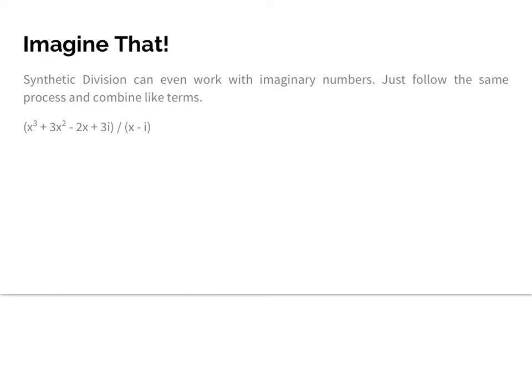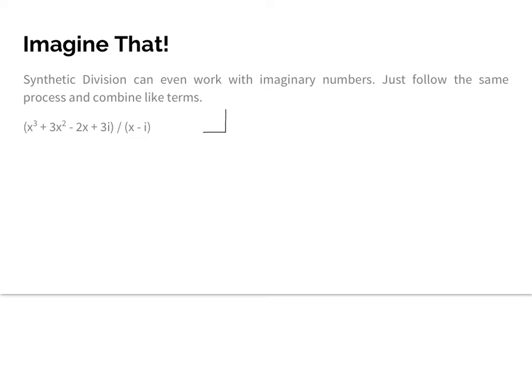So just a couple of things to wrap up this lesson, a couple of special cases. We can actually use synthetic division even with imaginary numbers. We just follow the same process and combine like terms as we can. So let's take a look at what we have here. I have x cubed plus 3x squared minus 2x plus 3i. So 3i is serving as my constant here because i is just representing the square root of negative 1. I'm dividing that by x minus i.